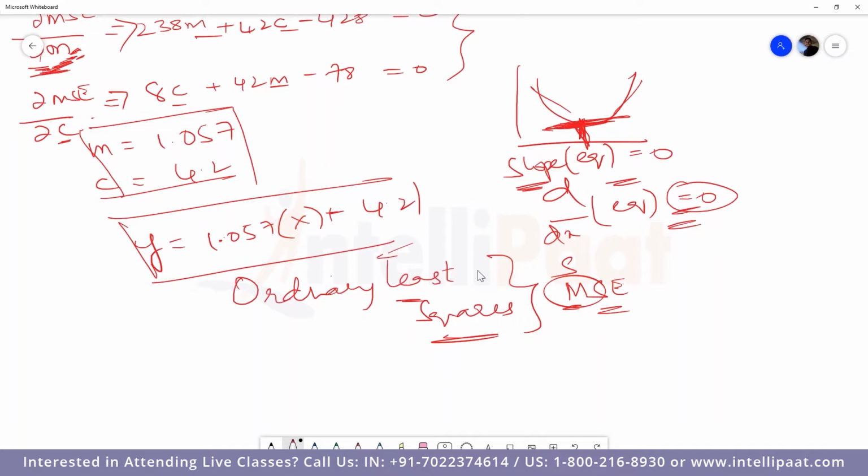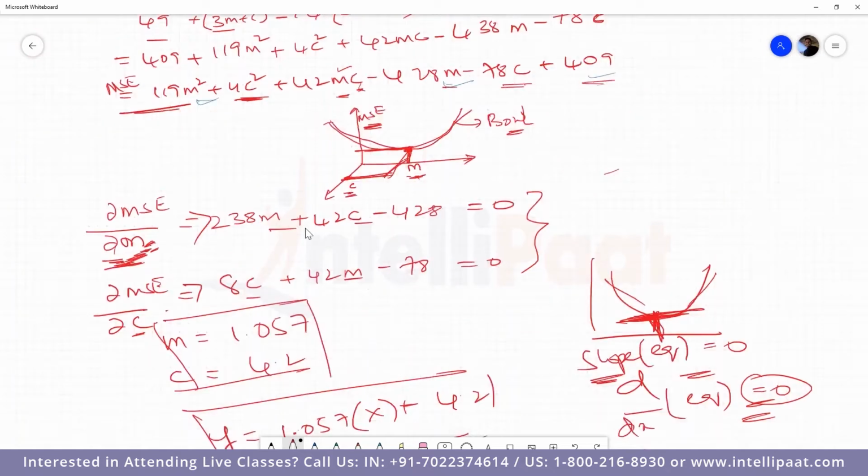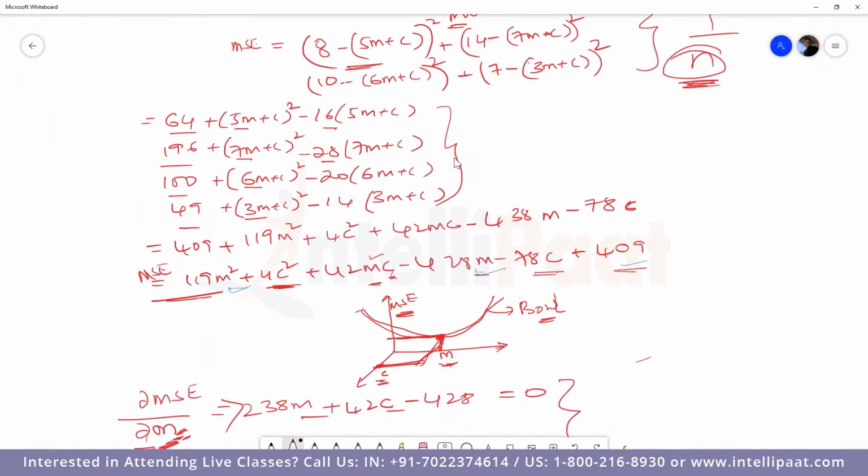This is not the only way, by the way. There are numerous ways of doing this, but this is one of the most popular ways. When the values of M and C are small, of course. But if the values of M and C are very, very large, I mean, if the number of data points are very large, I'll have too many equations.